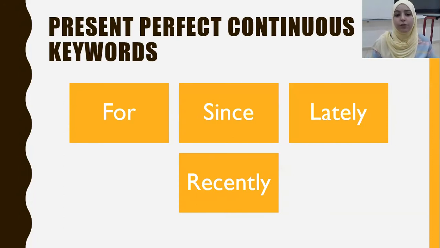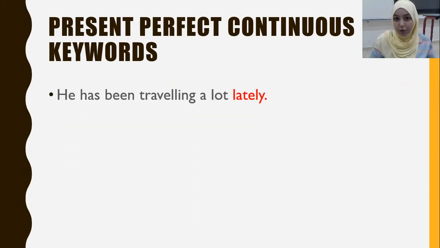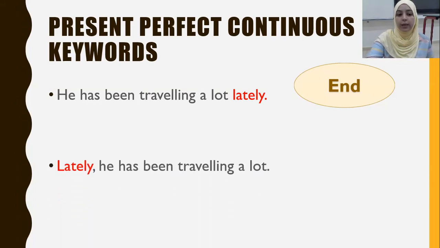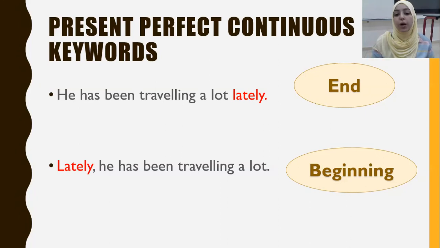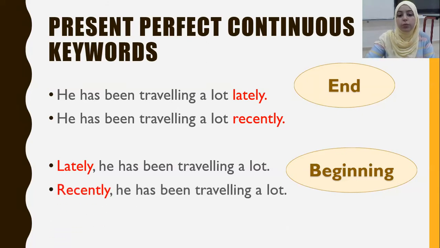Okay. Present perfect continuous. We have 4 keywords: for, since, lately, and recently. We have already discussed for and since. They almost have the same usage. But when talking about lately and recently, I can also use them at the end of a sentence, saying he has been traveling a lot lately. Now, lately and recently almost mean the same thing. And I can say lately, comma, he has been traveling a lot. Again, this depends on what you want to emphasize in a sentence. Similarly, I can say he has been traveling a lot recently, and recently, comma, he has been traveling a lot.